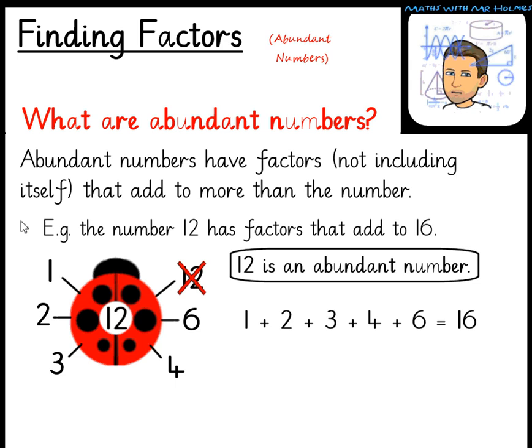We've used a factor book and we've looked at the factor pairs 1 and 12, 2 and 6, 3 and 4. Remember, we're not including the number itself, so we're going to cross out the number 12 and then add all the other factors up. 1, add 2, add 3, add 4, add 6, and that's 16, which is more than the number itself. So 12 is an abundant number.